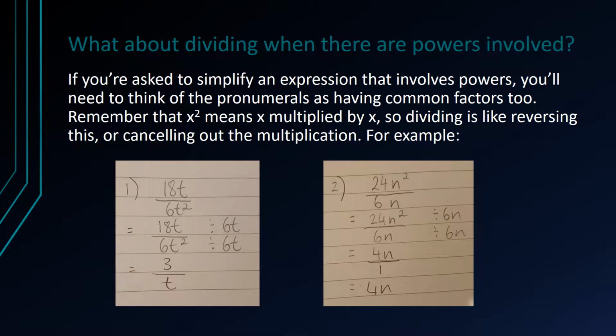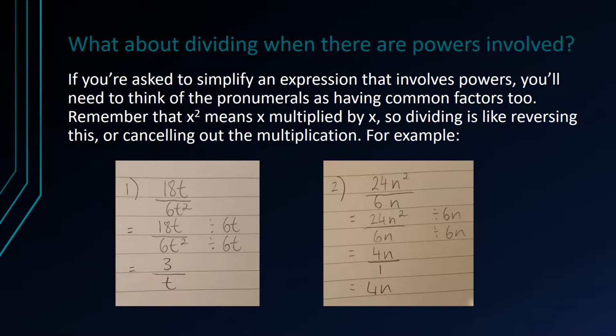In this second example, 24n squared divided by 6n. So the common factor here is 6n. We can divide both top and bottom by 6n. So we're going to divide 24n squared by 6n, and that gives us 4n, because we've divided the 24 by 6, that gives us 4, and we've divided the n squared by n, which leaves us with just 1n. And on the bottom, 6n divided by itself gives us 1.